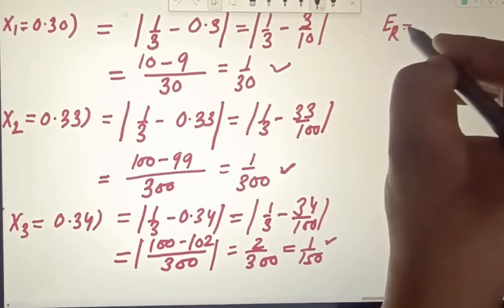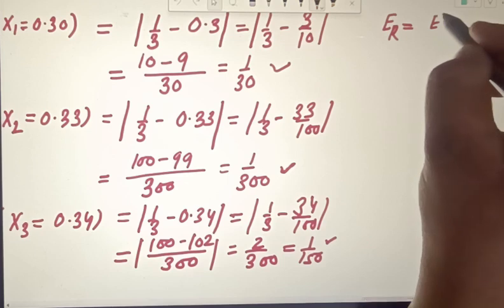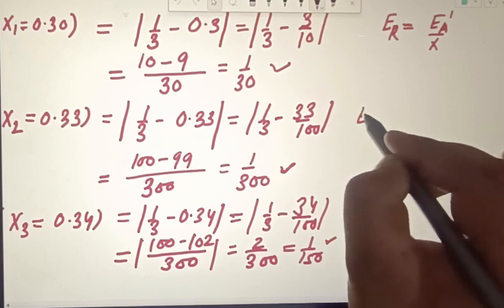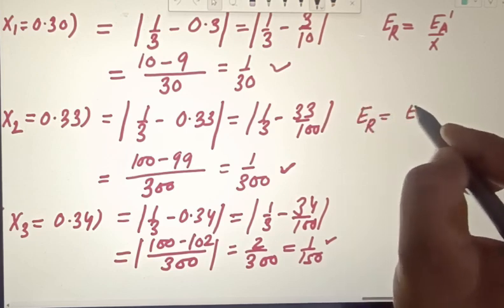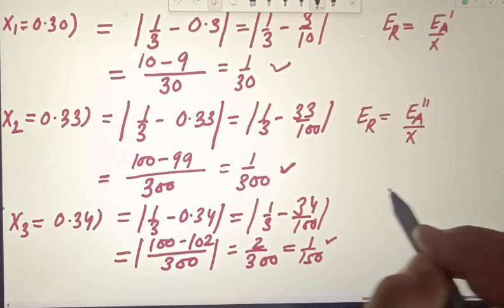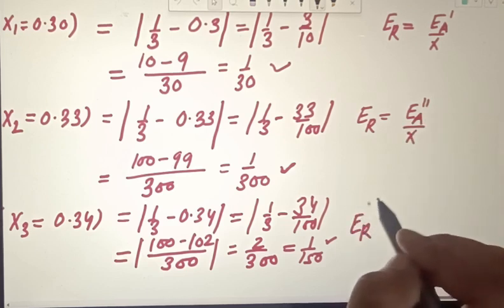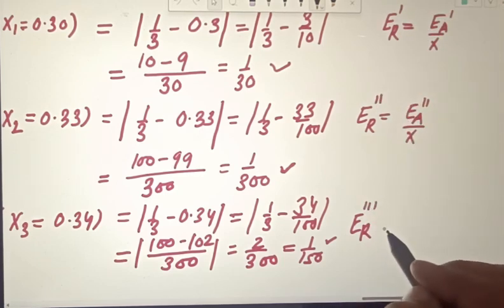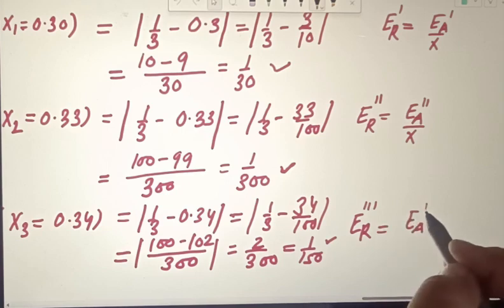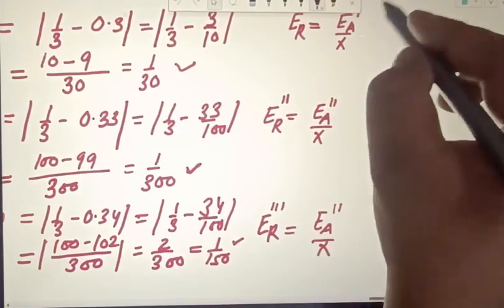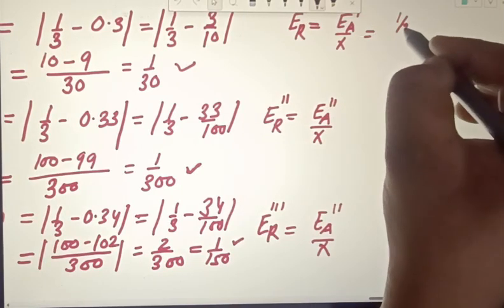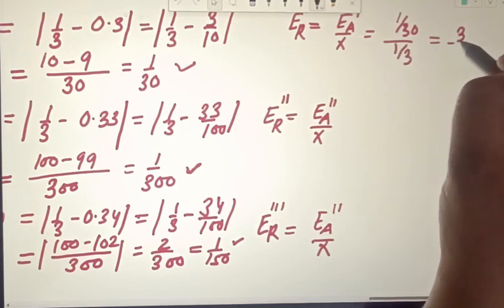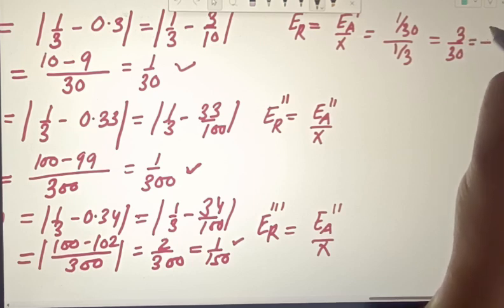So relative error will be decided by EA divided by x. Similarly for this value, relative error will be decided by EA double dash divided by the true value. Similarly for that, ER, you can indicate them as double dash, triple dash. The computation is very simple. EA we have calculated as 1 by 30, and the true value is 1 by 3. So you can write it as 3 by 30, so you can say 1 by 10. So the relative error is 1 by 10.